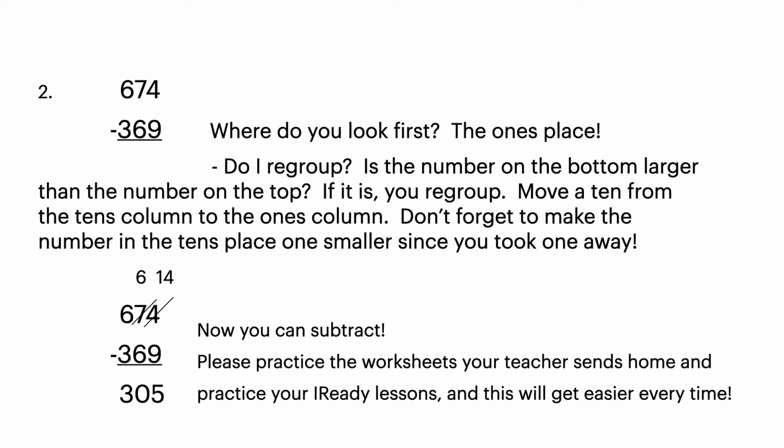Number 2, 674 minus 369. Where do you look first? The ones place. Do I regroup? Is the number on the bottom larger than the number on the top? If it is, you regroup. Move a 10 from the tens column to the ones column. Don't forget to make the number in the tens place one smaller since you took one away.